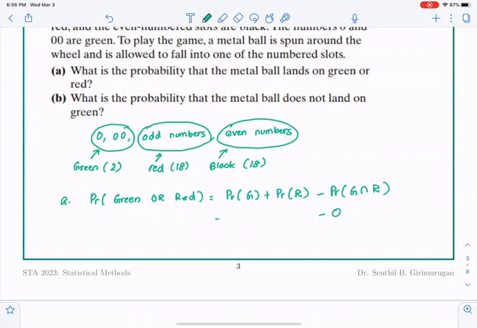Probability of green, we have 2 that favor green, and in total we have 38. So that would be 2 out of 38. Red, we have 18. So 18 out of 38. In total, if we add them, find the common denominator, we have 20 out of 38, which would simply be 10 out of 19.